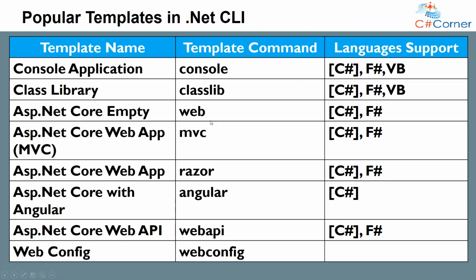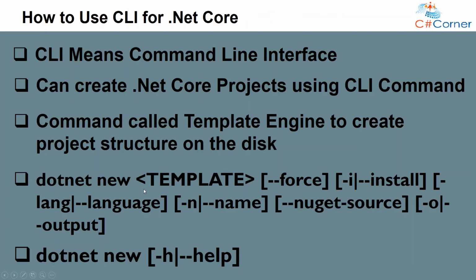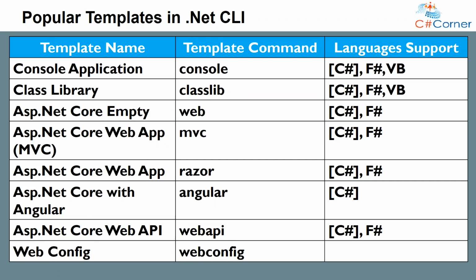Okay. So the previous syntax is the actual syntax of dotnet new. dotnet new template name, that is, which type of template you want to create, such as console or MVC or web app, etc. And according to that, there are different parameters available under the new command.